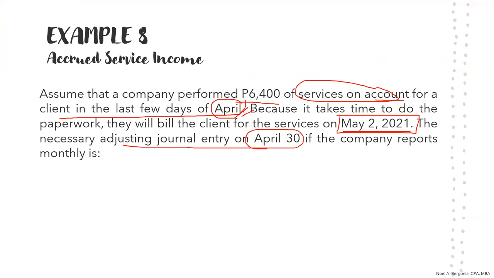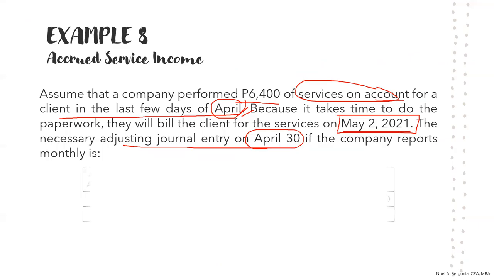So see, parang hawig din siya sa services on account. Kung sana lang na i-bill natin agad yung client during April, hindi na siya sasama sa adjusting entry. Pero ayun nga, dahil maraming paperworks, na-delayed yung billing. Even though it's delayed, we need to still record that on April 30.